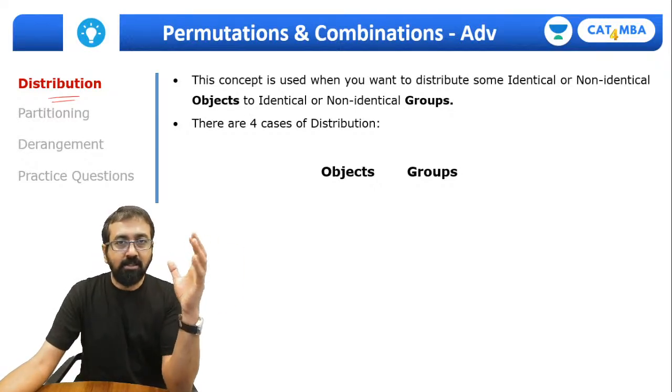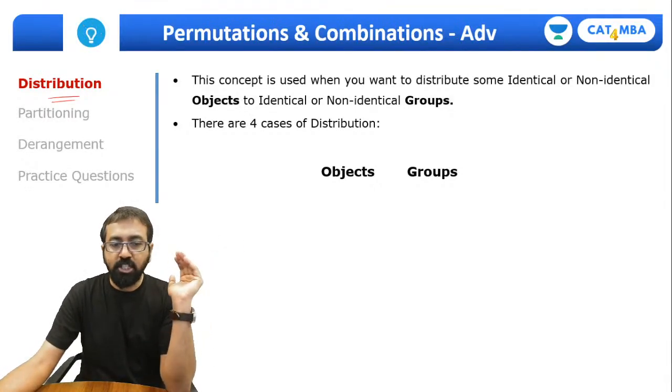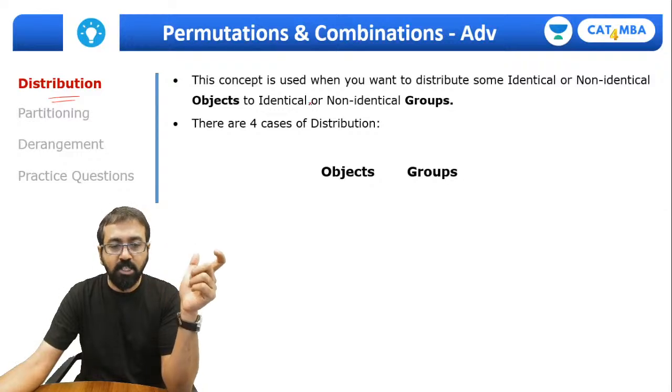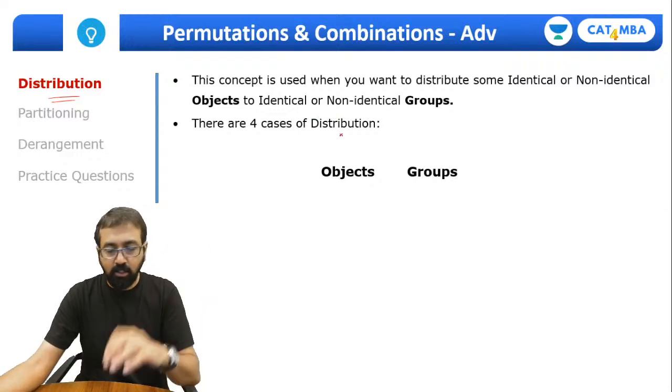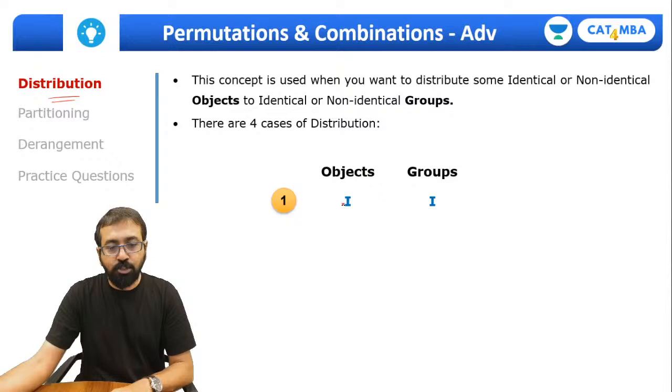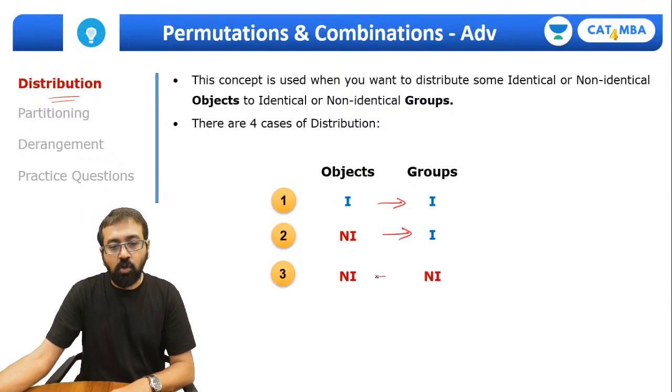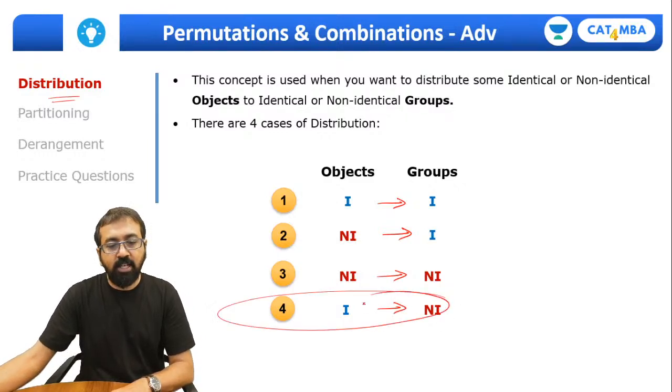So guys, this distribution is a special case of permutation and combination, and this concept is used when you want to distribute some identical or non-identical objects to identical or non-identical groups. There are 4 cases of distribution: identical to identical, non-identical to identical, non-identical to non-identical, and identical to non-identical. For this one, we use partitioning. For all the others, we do it manually.